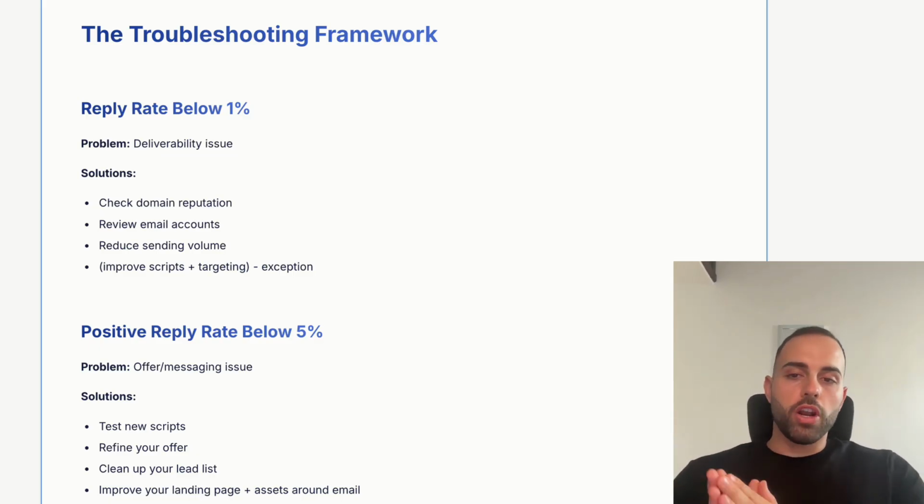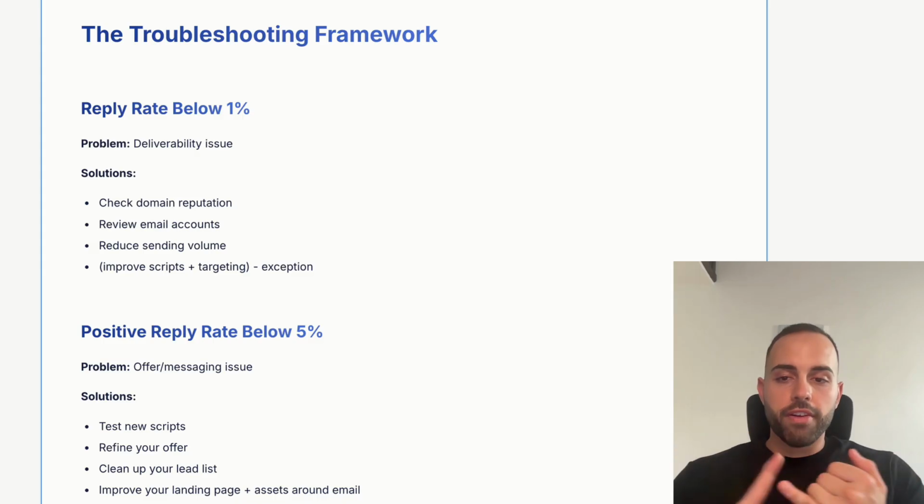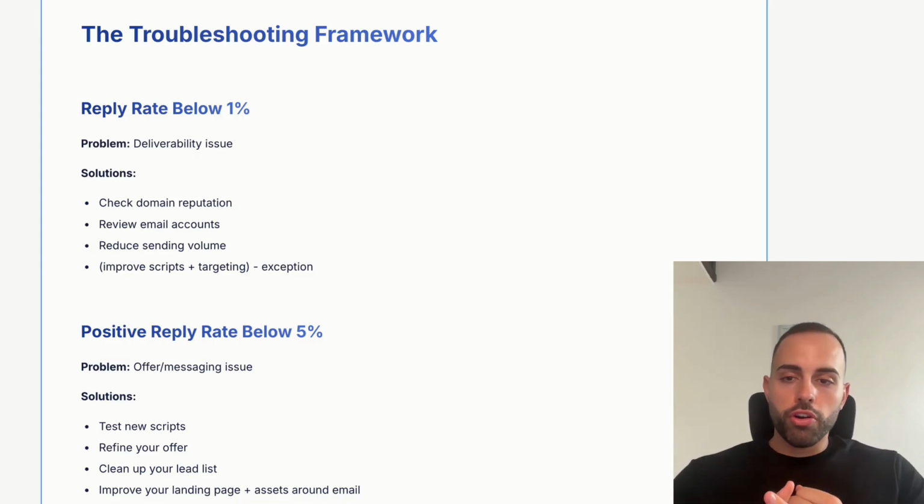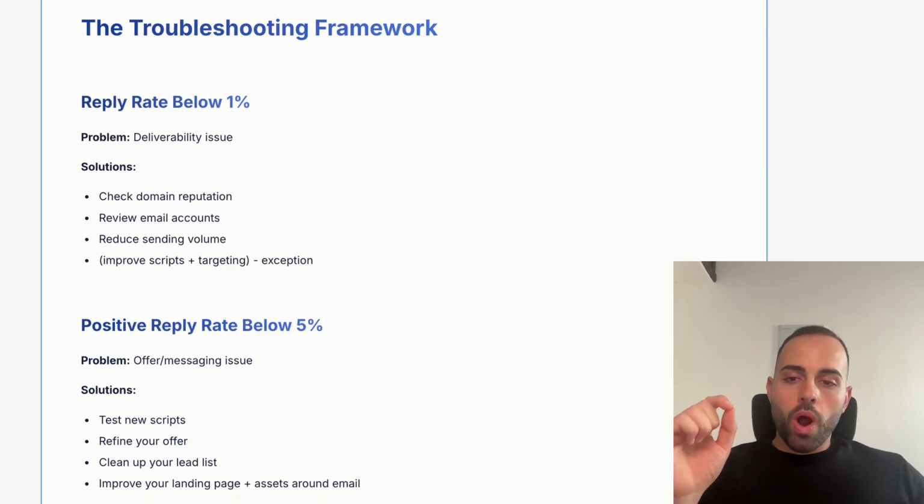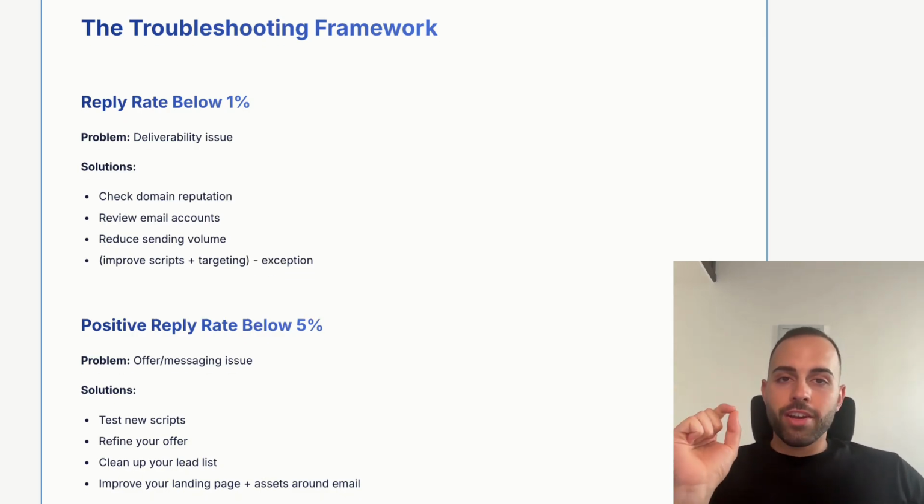If your reply rate is below 1%, it's usually a deliverability issue. So the solution here is to check your domain reputation, review all your email accounts, and reduce the sending volume, so send fewer emails per email account per day. And finally, there's only one case where your scripts and your targeting could lead to a deliverability issue. This is the only exception, because usually your scripts and your targeting affect your positive reply rate.